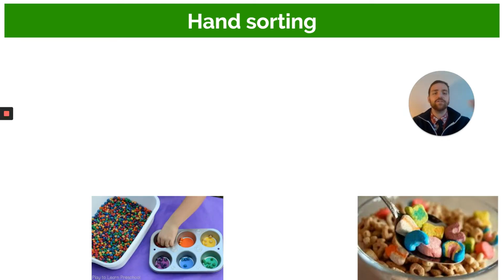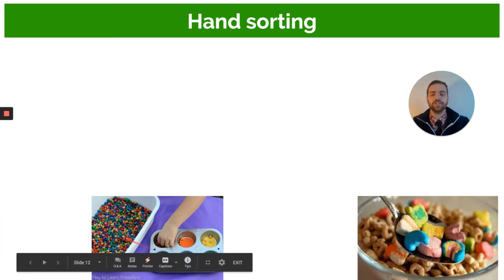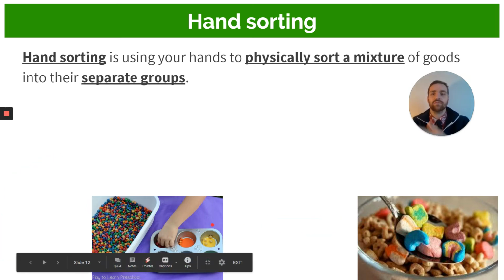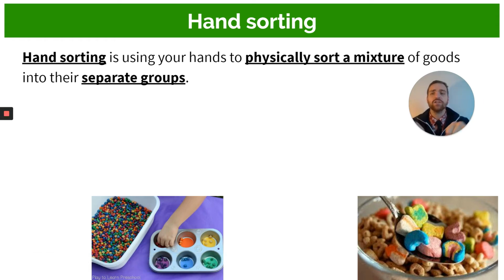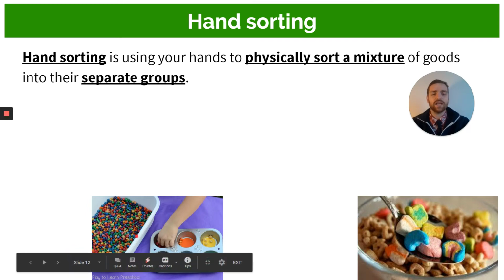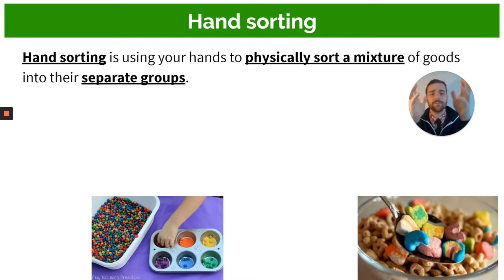The first one, the easiest and the most obvious, is hand sorting. Here are two pictures of examples of hand sorting. But hand sorting is using your hands to physically sort a mixture of goods into separate groups. That's it. Here you have somebody sorting by color. They're using their hand to take something out and to organize them into groups. That's physically moving it with your hands. That's how you sort by hand.